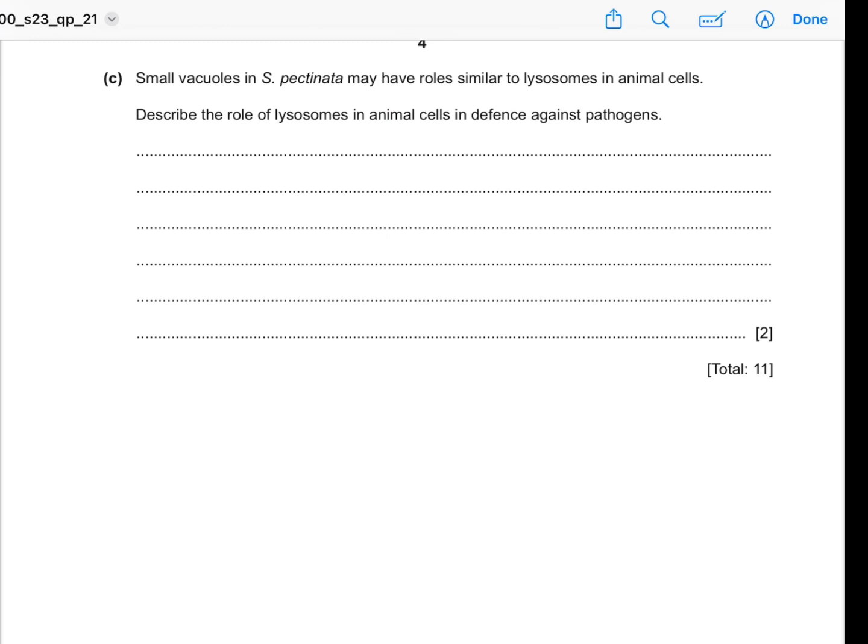S. pectinata may have roles similar to lysosomes in animal cells. So lysosomes in animal cells are used for cell autophagy. What this means is these vesicles will engulf particles that are foreign or pathogenic, and they will digest them into non-harmful products so as not to damage the cell. And here apparently these small vacuoles play the same role.